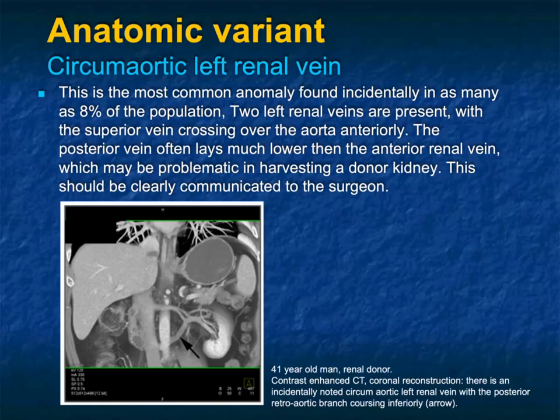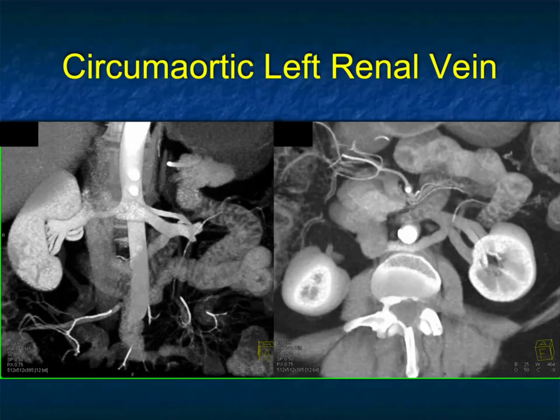Some examples: the anatomic variant of a circumaortic left renal vein. It's the most common anomaly found incidentally. In about 8% of the population, 2 renal veins are present, with the superior vein crossing over the aorta anteriorly. The posterior vein often lies much lower than the anterior vein, and this can be a challenge if you're doing a donor nephrectomy. And again, one of the things when I do renal donors is I look very carefully at the patient's renal veins, both for numbers and location.